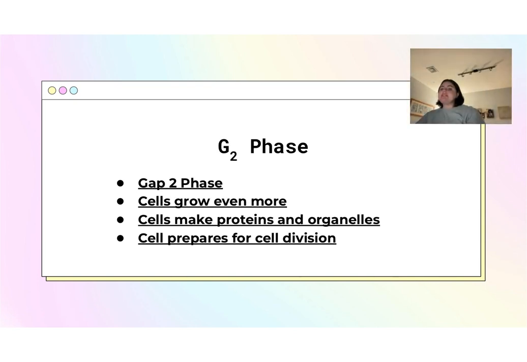The last phase is the gap 2 or G2 phase. In the gap 2 phase, the cell grows even more. The cells make proteins and organelles, and it prepares for cell division. So it grew a little bit in the gap 1 phase, and it's going to grow even more in the gap 2 phase. It's going to make those proteins that it needs, and it's going to prepare itself for cell division, because right after my gap 2 phase is when the cell goes into cell division. So those are my 3 phases of interphase.